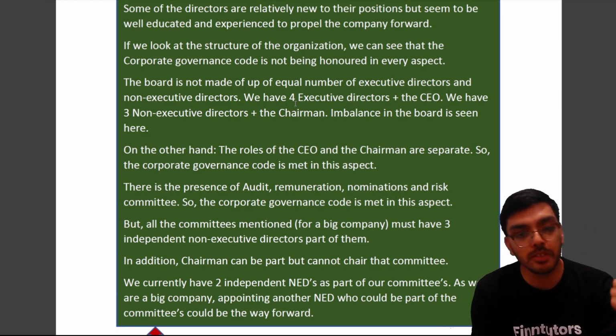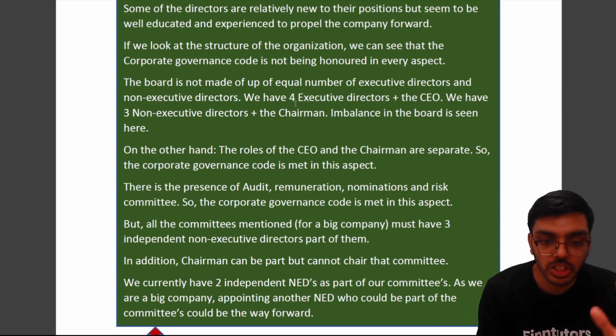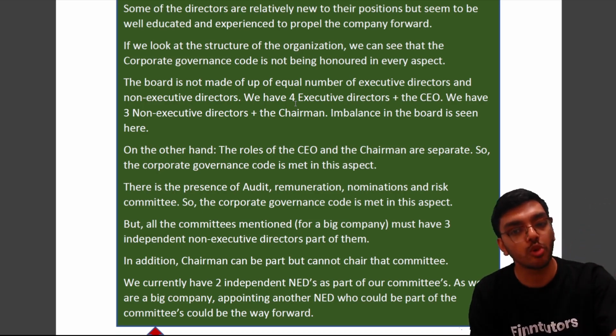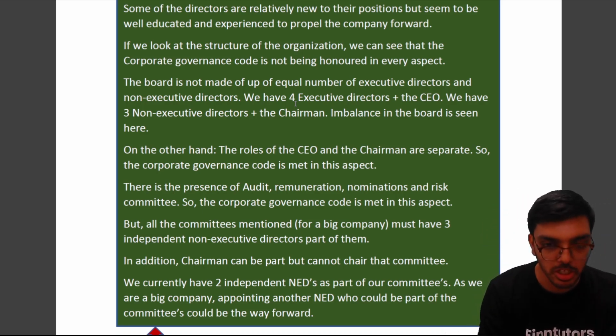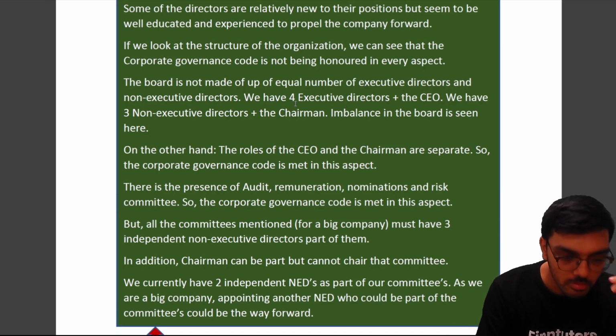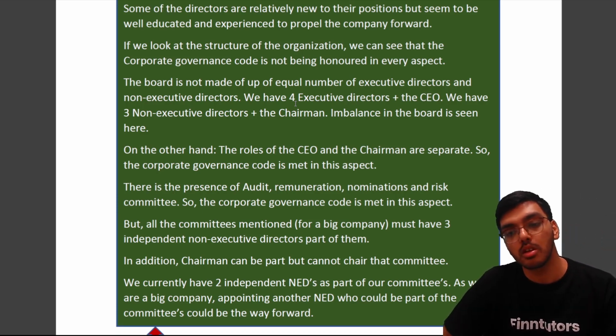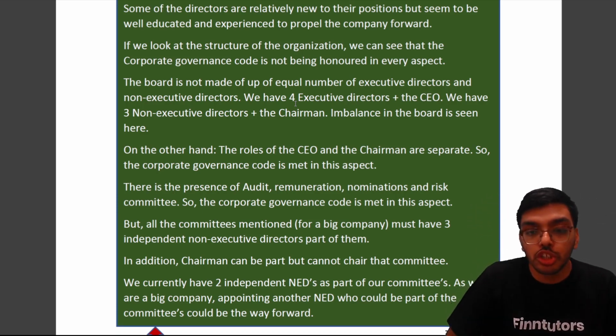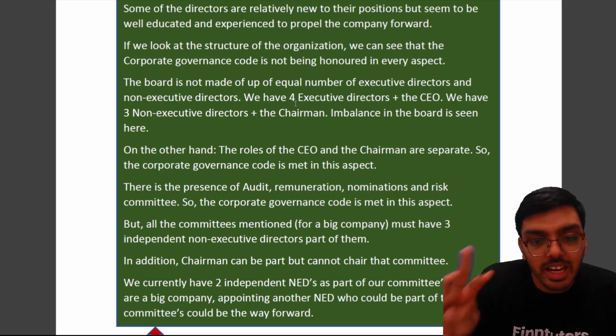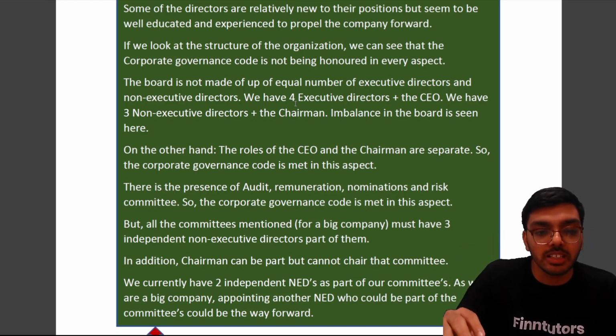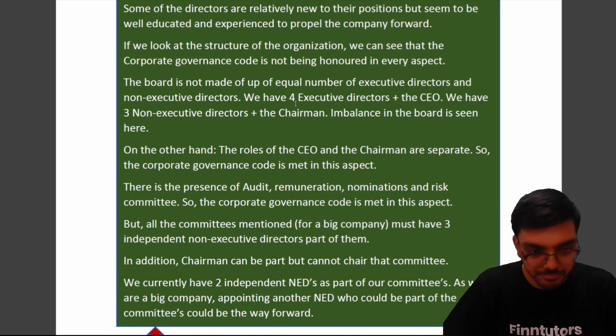There is a presence of the Audit, Remuneration, Nomination and Risk Committee. So the corporate governance code is again being met. These committees should be present. But all the committees for a big company should have 3 independent non-executive directors as part of them.